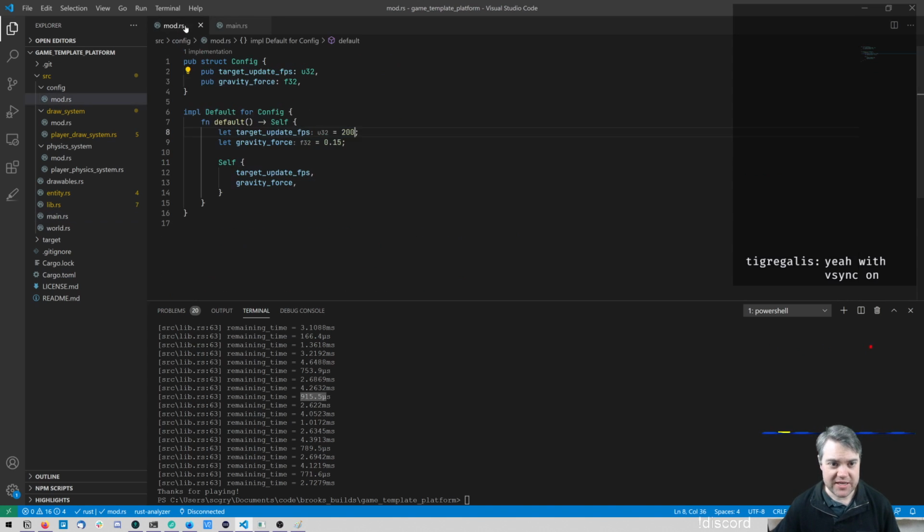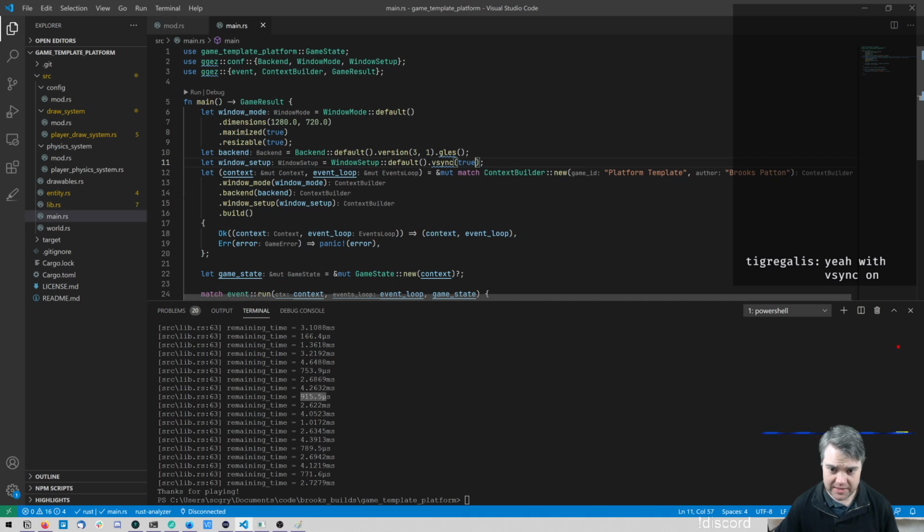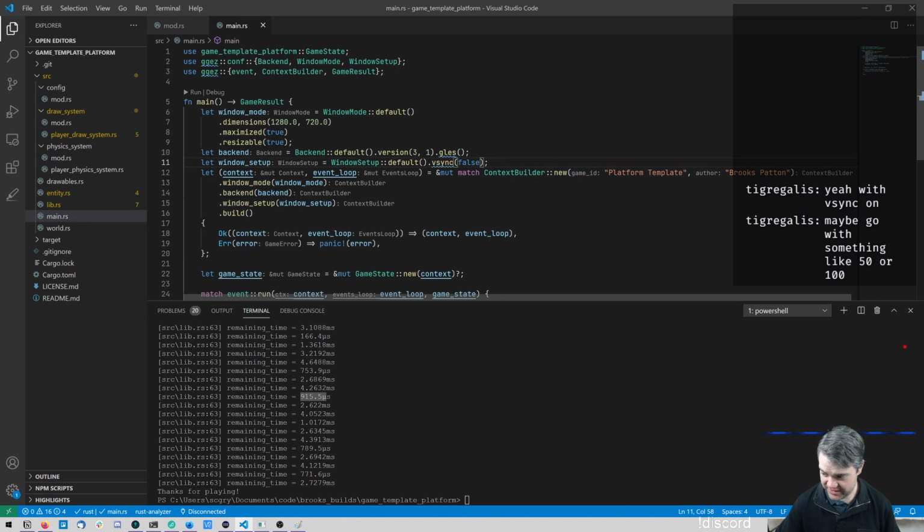However, because I'm aiming to run this on a device that's not necessarily the strongest, I want to keep the target update FPS at a reasonable rate. We might even someday have to drop it down to 50 or potentially even 30, depending upon what we end up having to deal with. But right now, we're going to stay with 60 because the math makes a lot of sense. I'm going to turn vsync to false because we couldn't even turn vsync on. I turned it on, but it got ignored by the Raspberry Pi. So it's just not something we can really deal with. Maybe go with something like 50 or 100. Sure, we can go with 50.